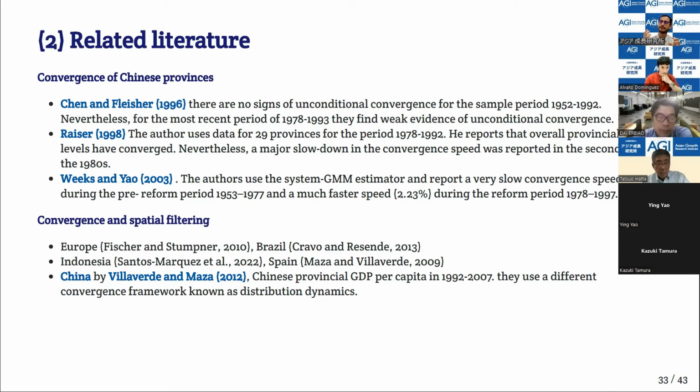However, in this study of China, the 2 authors from Spain, if I'm not wrong, Villaverde and Maza, use a different convergence framework. They are not using this convergence accounting framework, but a much simpler distributional convergence framework. I'm not going to go into the details, but if you have any questions, please ask me, because I also worked before with this type of convergence framework.